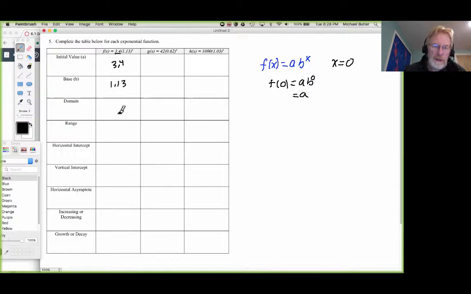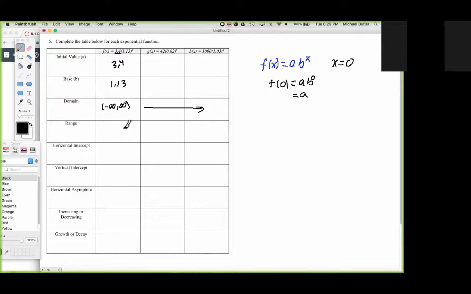The domain on all exponential functions is from negative infinity to positive infinity. There's nothing you can put into an exponential function that will cause it any sort of grief. So you can go from negative infinity to positive infinity in all of them. And that's going to be the same straight across. These all have the same domain. Okay.